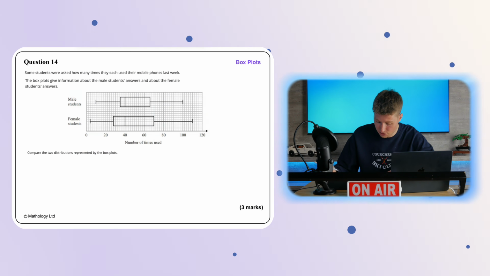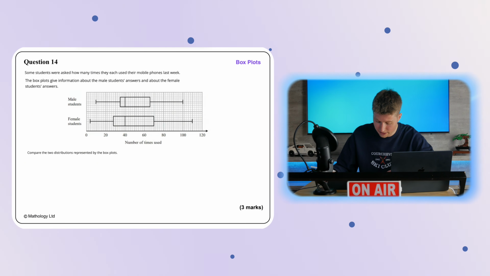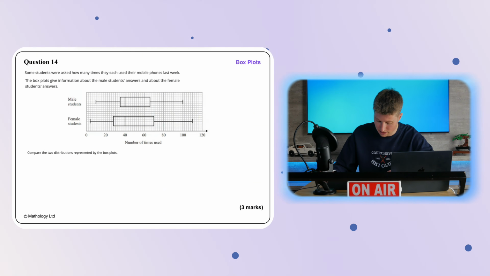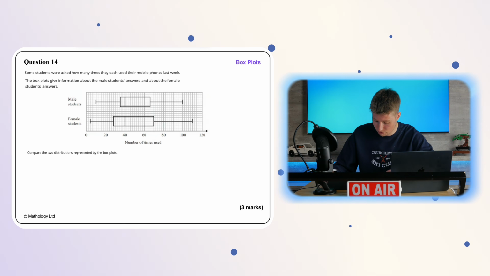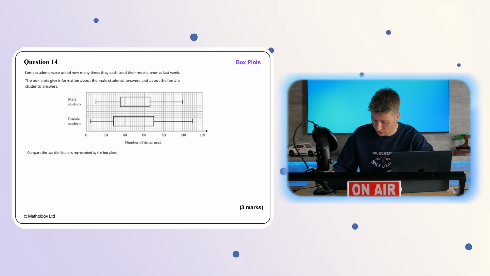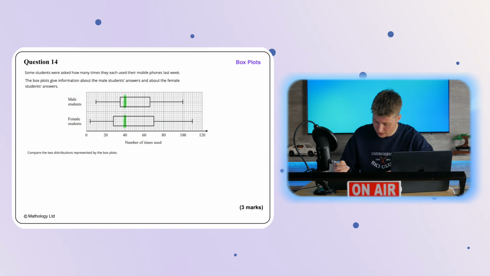Question 14 says some students were asked how many times each week they used their mobile phones last week. The box plot gives information about the male students' answers and about the female students' answers. Compare the two distributions represented by the box plots. So when we're comparing distributions according to box plots, we need to compare the median and the interquartile range. So the median is represented by this section here, and the interquartile range is the upper quartile subtract the lower quartile.